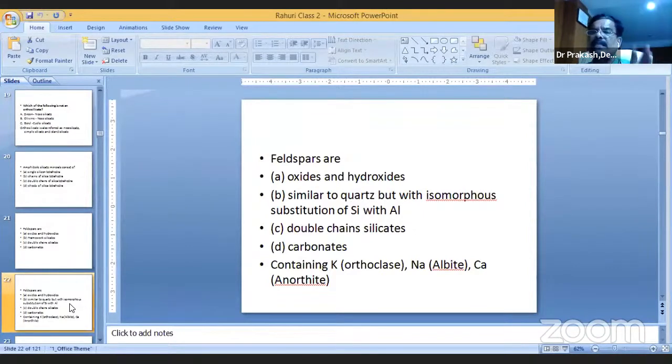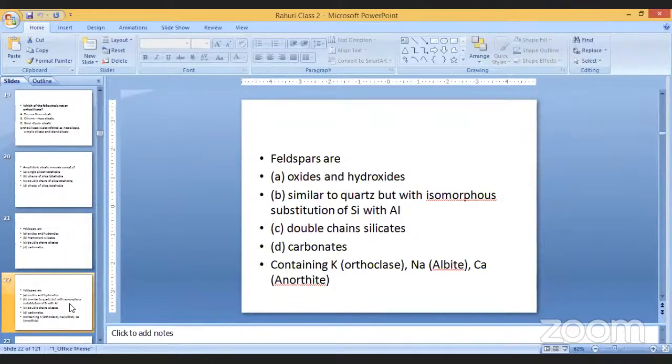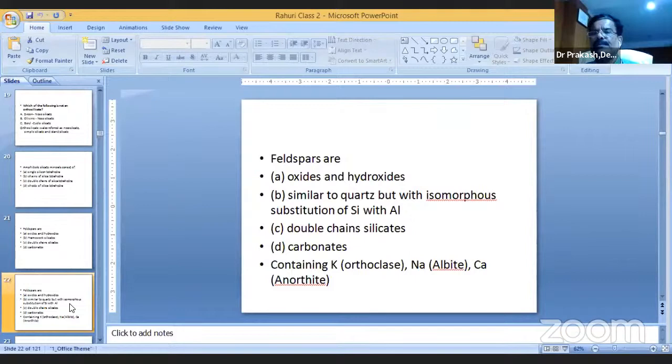So that's how the feldspar is created. KAlSi3O8 is the formula for feldspar. I'll repeat. KAlSi3O8 is the formula for the feldspar. It is sodium plagioclase or albite, NaAlSi3O8. In case of anorthite, the formula is CaAl2Si2O8. That is how it is. Substitution happens in case of the tectosilicates. Clear?